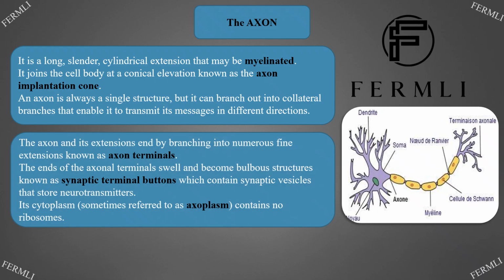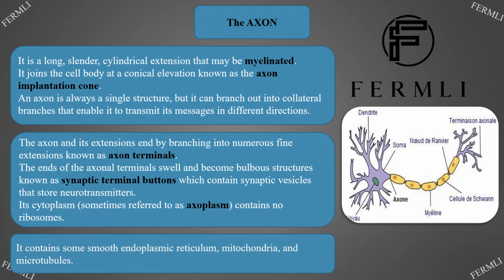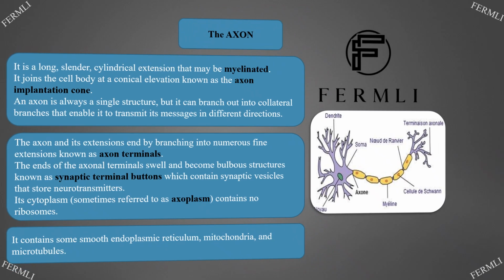The axon and its extensions end by branching into numerous fine extensions known as axon terminals. The ends of the axonal terminals swell and become bulbous structures known as synaptic terminal buttons, which contain synaptic vesicles that store neurotransmitters. Its cytoplasm, sometimes referred to as axoplasm, contains no ribosomes. It contains some smooth endoplasmic reticulum, mitochondria, and microtubules.